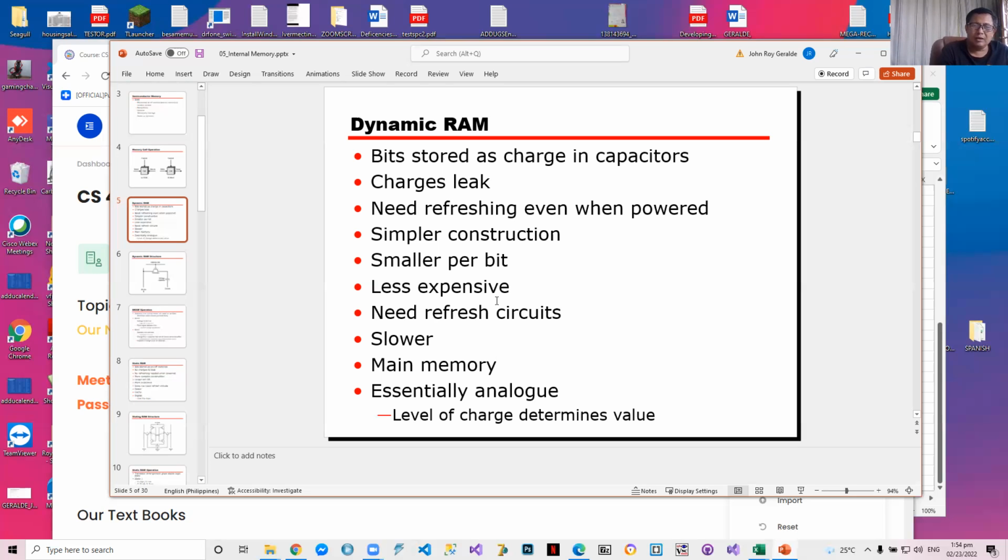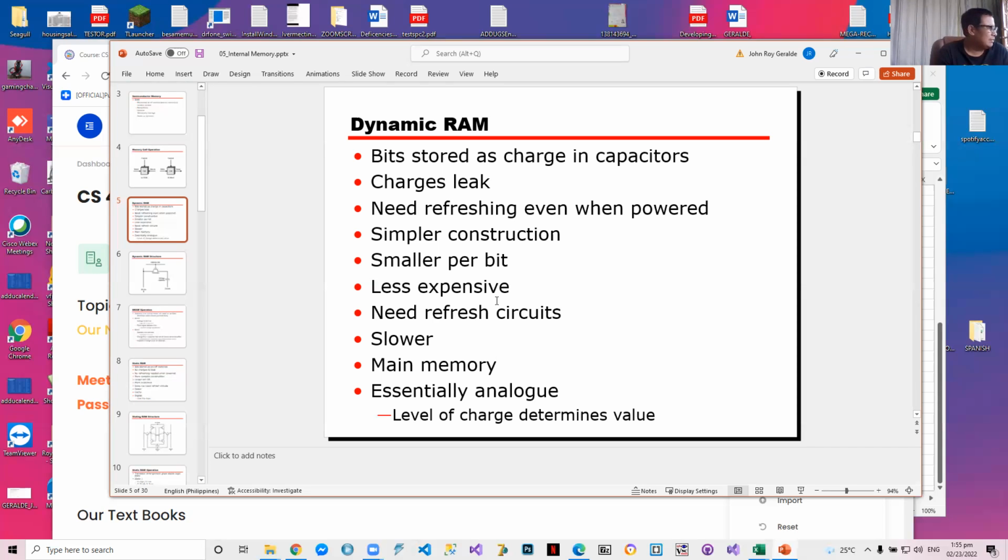Although they're made of semiconductors also, they don't have negative and positive polarities, no? They're slower. Why is it slower? Because of the required feedback power, which means that every time you read, you have to write again because it loses its previous value. So it's slower. It's usually used for main memory. That's why we call DDR, no? Dynamic RAM, no? Okay. It's analog because the range of values to store is high, no?